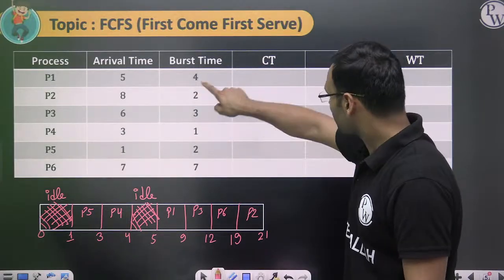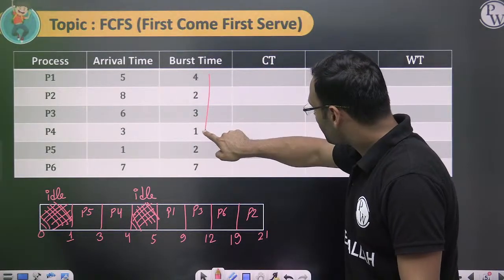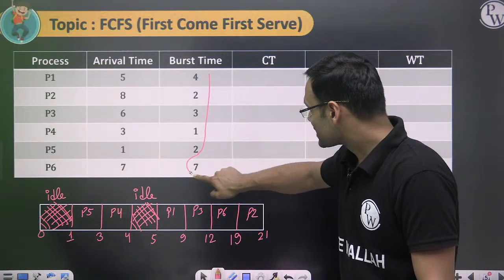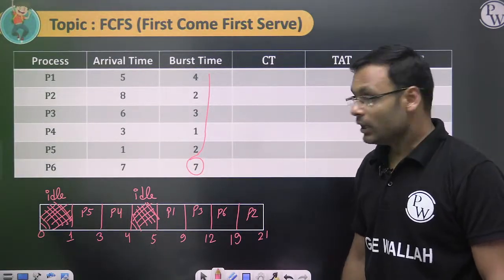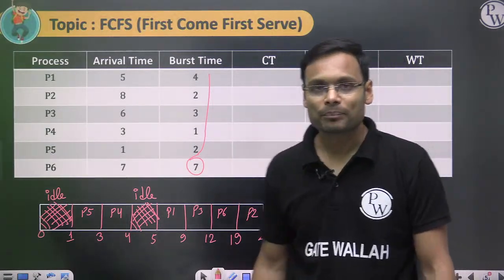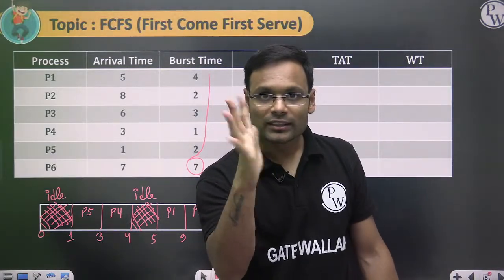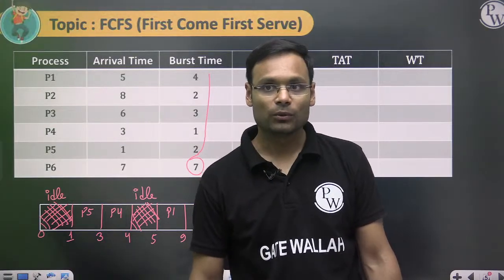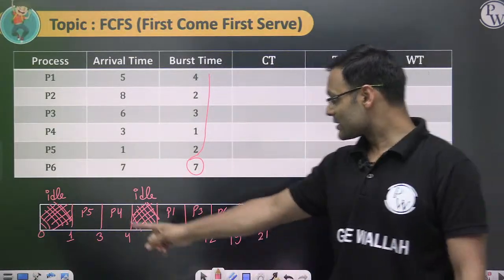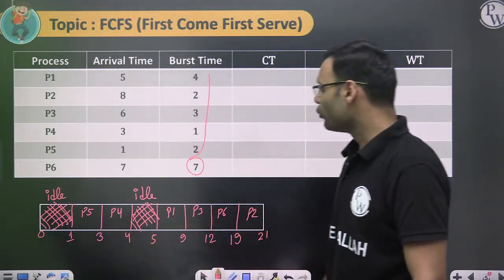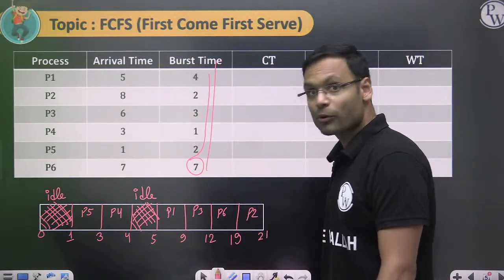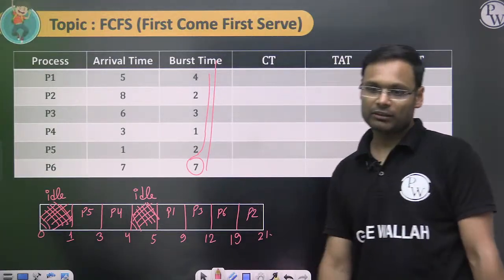Why? Look at this: 4 plus 2, 6; 6 plus 4, 10; 10 plus 2, 12; 12 plus 7, 19. Burst time summation is 19, but I have 21 here. Why? For 2 time units, there was no process in the CPU. For 19 time units, the CPU was running the processes. Look at this, idle period 0 to 1, 4 to 5. 2 time units idle, the remaining 19 time units processes are running, total 21.